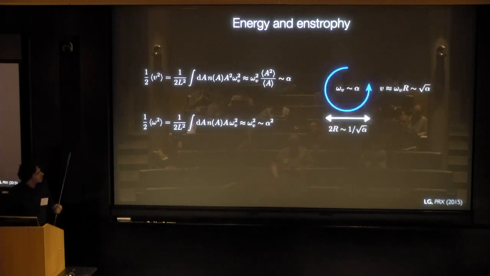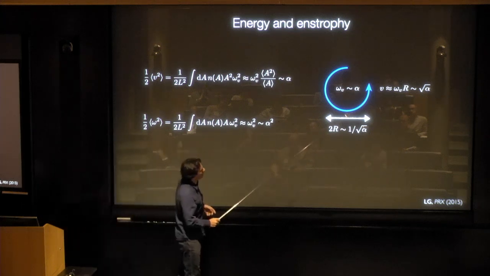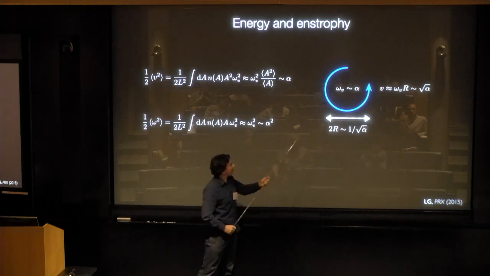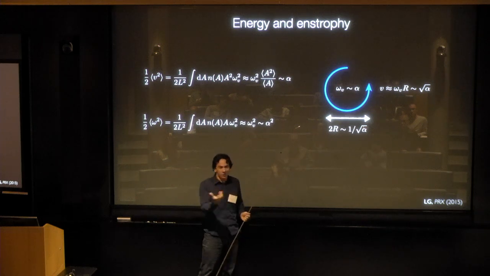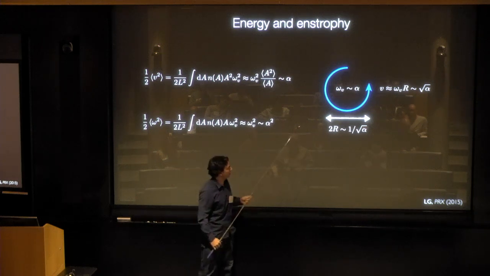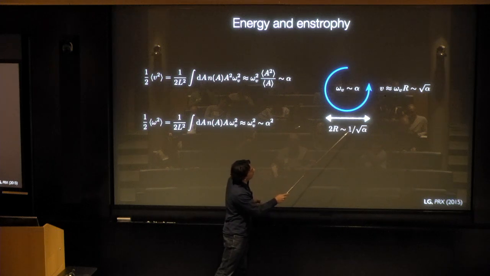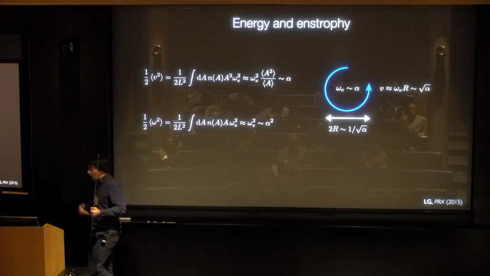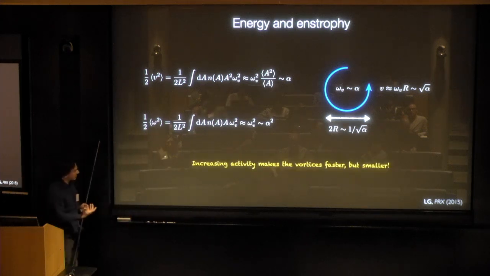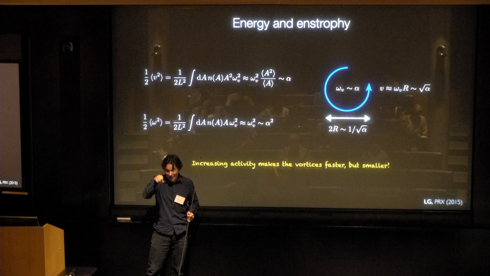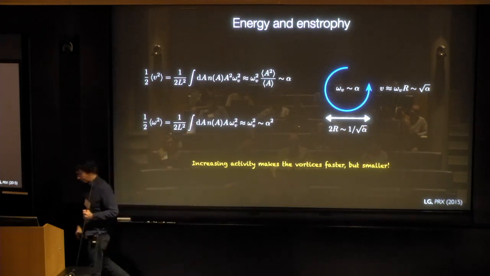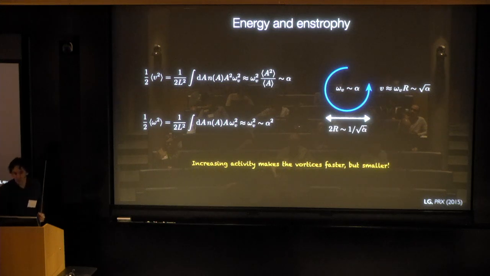these properties. These vortices have a size that scales like 1 over the square root of alpha. And the angular velocity scales proportionally to alpha. If you just apply a rigid body rotation type of approach, you will convince yourself that the velocity should be proportional to the product of these two quantities, which indeed scales with the square root of alpha. So the bottom line is that if you increase the activity, the vortices become faster but smaller. And so this affects the kinetic energy. All right, that was a simple one, I have to admit.